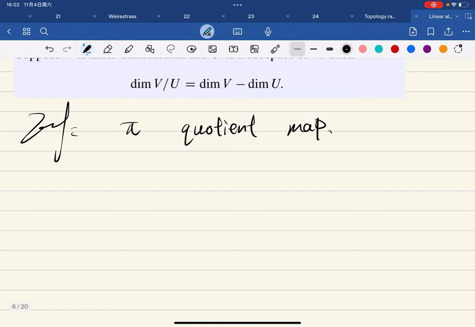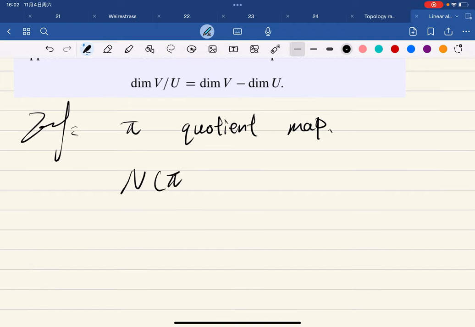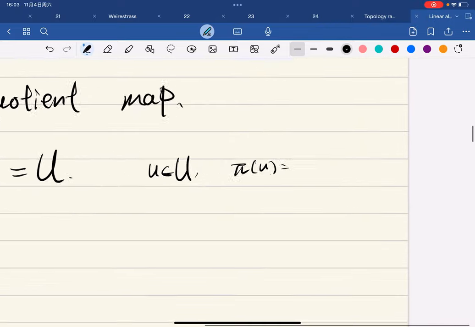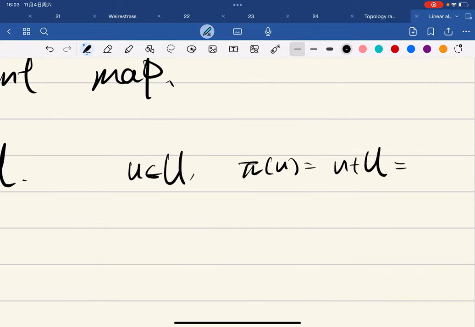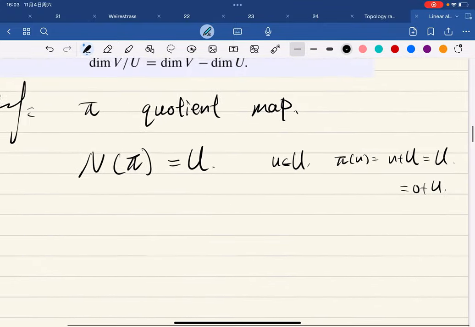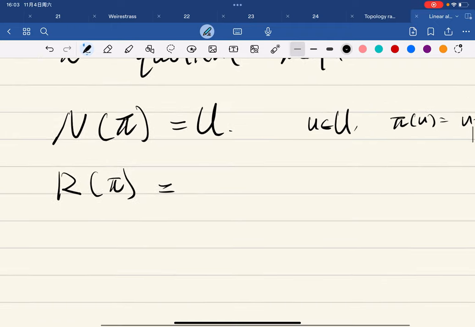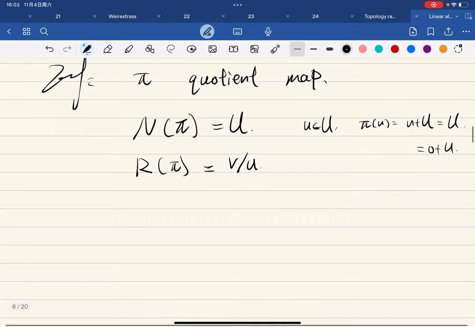Then we note that the null space of this is U, right? Why? Because for u in U, pi of u is basically u plus U. It's basically just U, which is 0 plus U by definition, right? And the range of pi is V quotient U, right? This is the range.